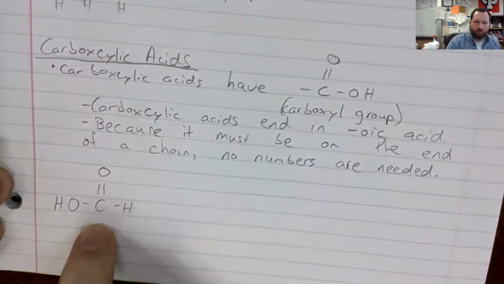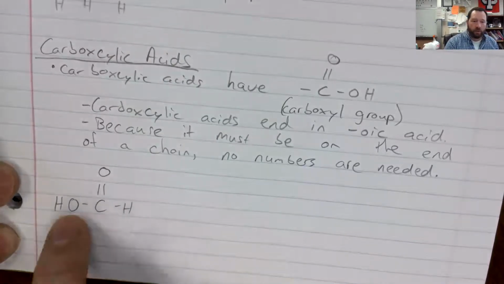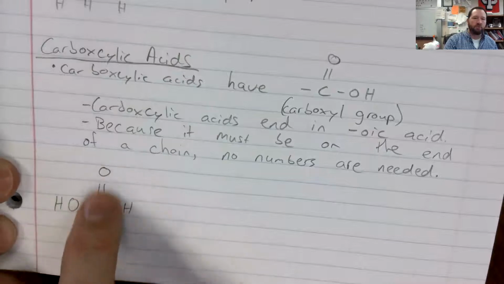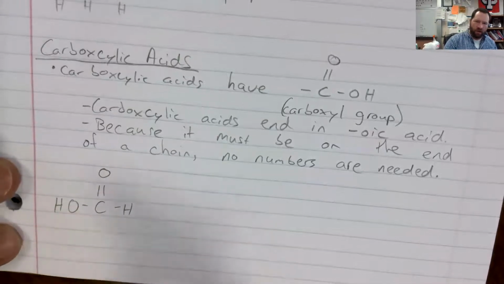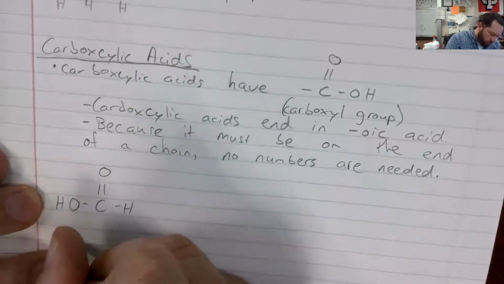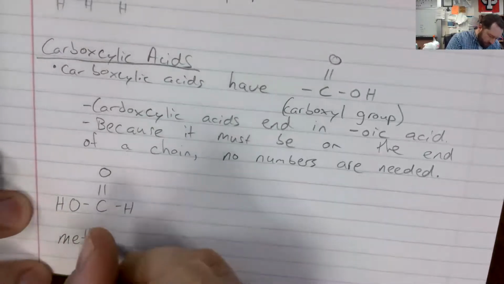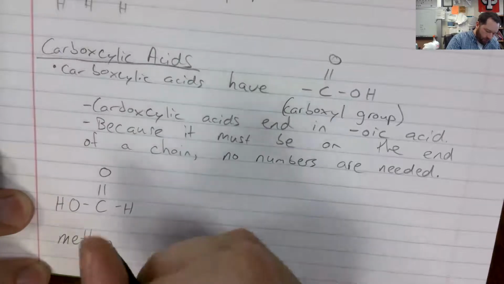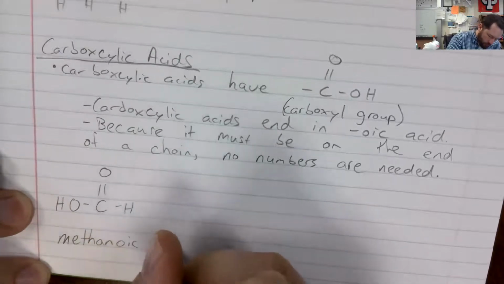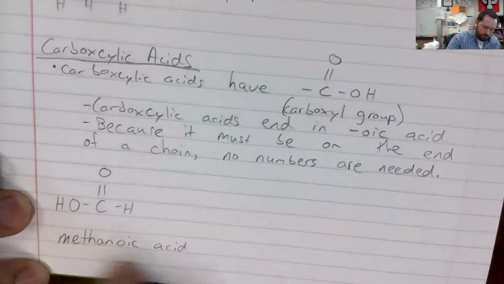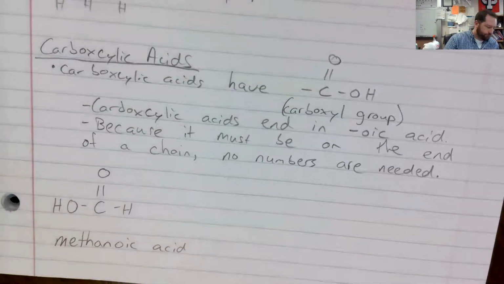Here's the simplest of them, just 1 carbon. Again, it looks like an alcohol. Big difference, we've got that double bond to O there. 1 carbon, the prefix is meth. All single bonds. So methane, but we're going to change the ending to oic acid. This is methanoic acid.